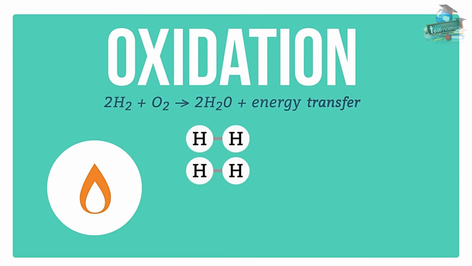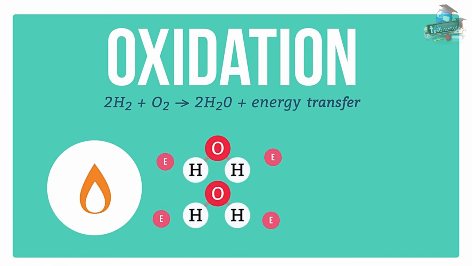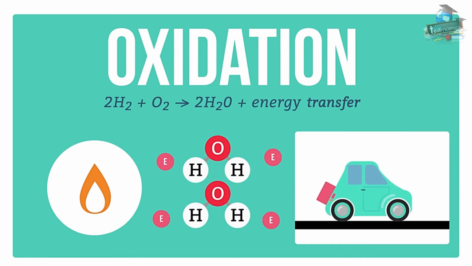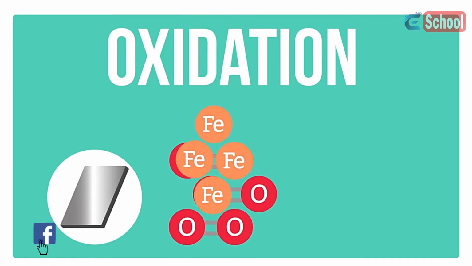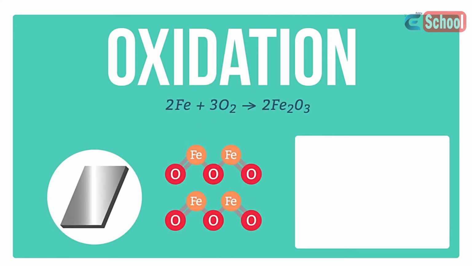Hydrogen is a clean fuel that works by combination reaction with oxygen. Energy is released as bonds are formed, and this energy can be used to power cars or appliances. Oxygen also combines with metals. When oxygen reacts with iron, the iron is readily oxidized.